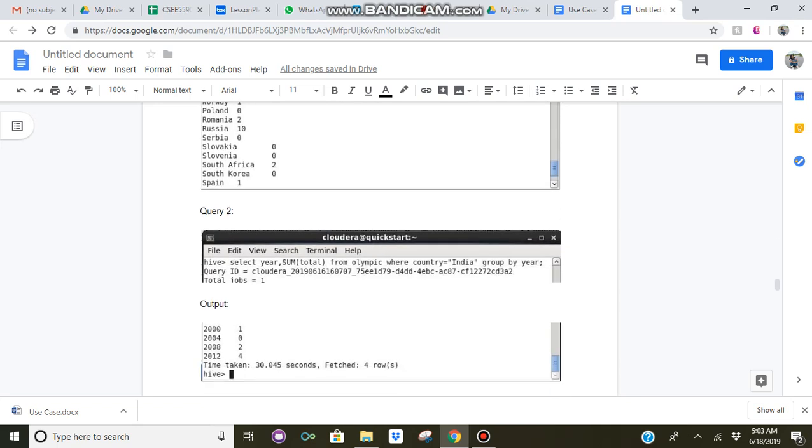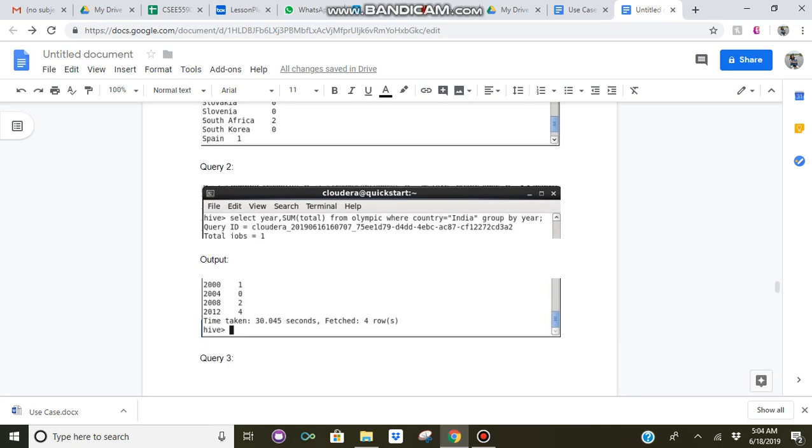And the second query is about displaying the number of medals won by India year-wise. So we are selecting the year and the total number of medals from the Olympic dataset, and we are setting the country to India, and we are grouping it by year. So this is the list of years in which India has won medals, which is 1 in 2000, 2 in 2008, and 4 in 2012.